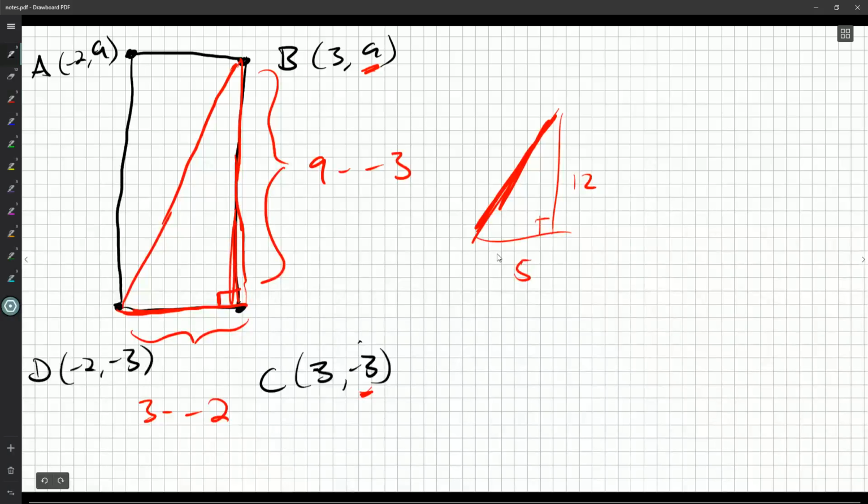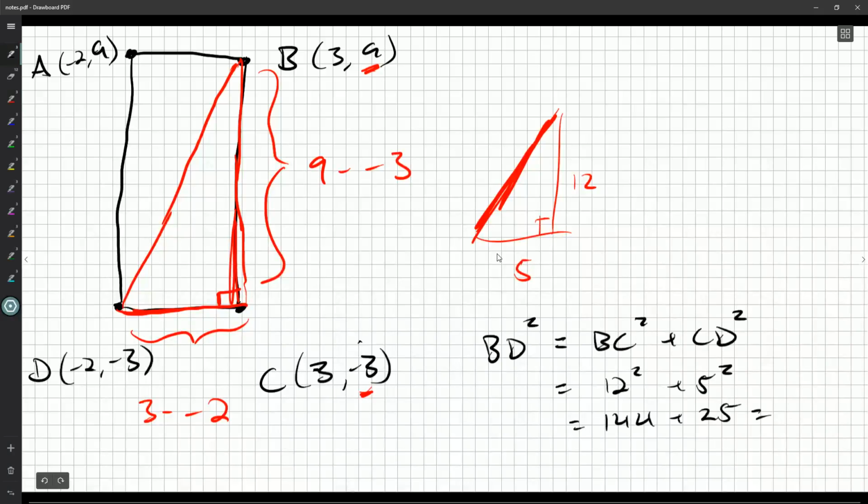Okay? So all we need to do is use the Pythagorean theorem to figure out the hypotenuse. So BD squared is BC squared plus CD squared, and that'll be 12 squared plus 5 squared. You can get 144 plus 25, that'll be 169. And if we square root both sides, we'll see that BD is 13.